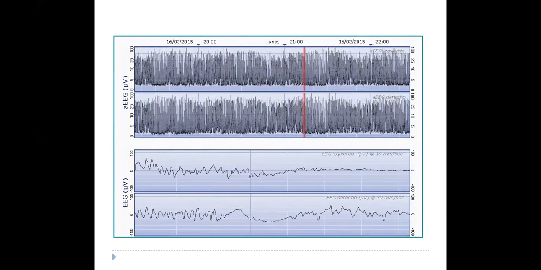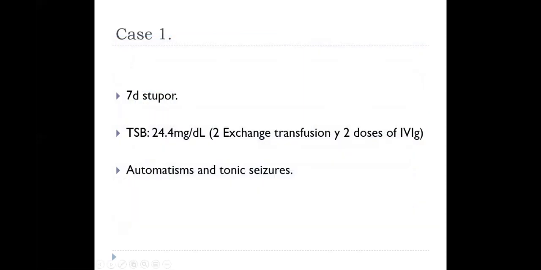And the aEEG, you can see, it's very important. Please see the date. And the background pattern is a burst suppression pattern, burst suppression plus. And you can see the burst of activity and suppression of interburst time. This is interburst time on the left and the right side. But the baby, after 7 days, TSB remained at 24 milligrams per deciliter after 2 exchange transfusions and 2 doses of intravenous immunoglobulin.